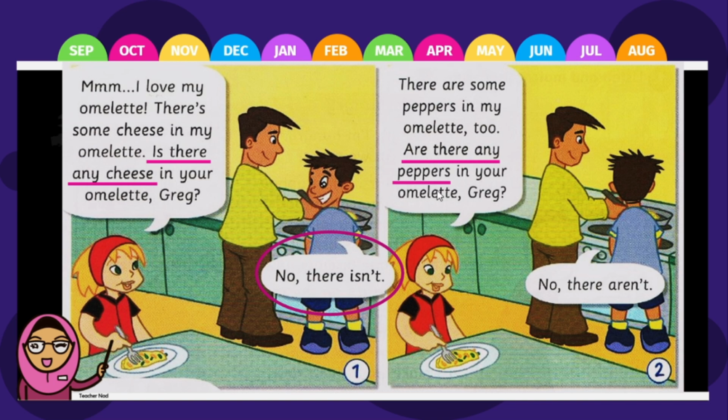Are there any peppers? Okay, peppers is countable nouns. That's why kena guna are there any. In Greg's omelette, dalam telur dadar Greg, tak ada peppers, tak ada benggala ni. That's why Greg jawab no, there aren't. Right? So, kalau is kat sini. Kalau are kat sini. Alright?